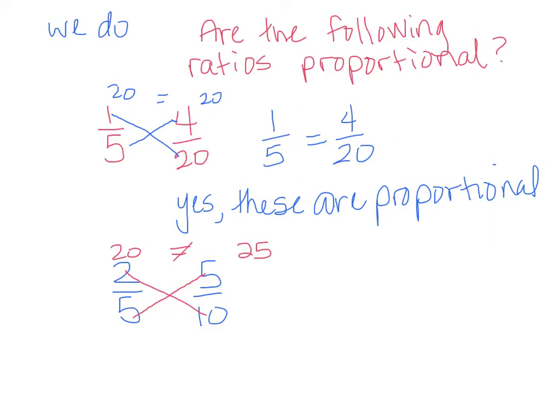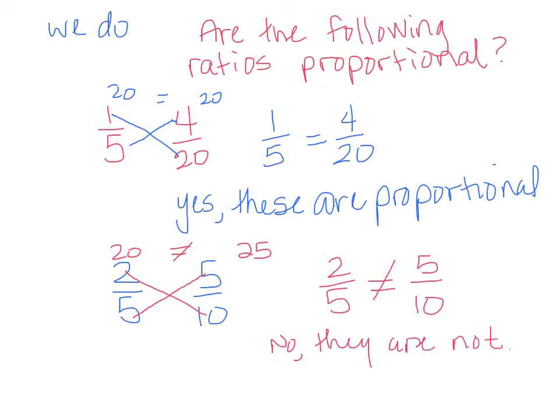And when that happens, that's like your big red flag that says, whoop, whoop, whoop, this is not in proportion. So if those two numbers, when you multiply those crosses, do not equal, then those two ratios are not in proportion to one another. So I would say no, they are not. And that's how you do that. That's really all there is to this lesson. It's really kind of simple, isn't it?